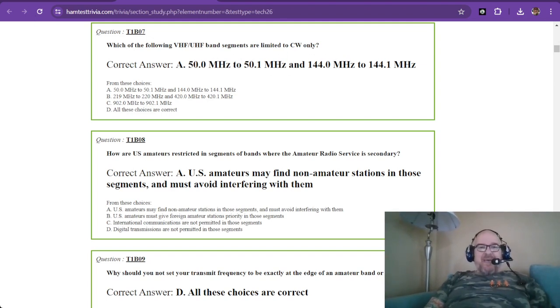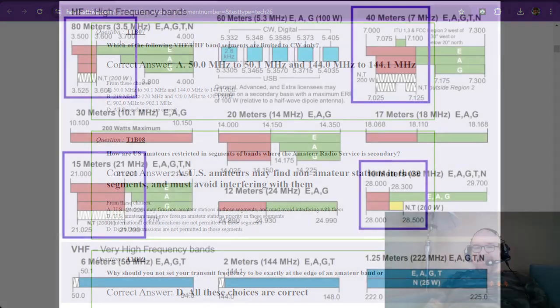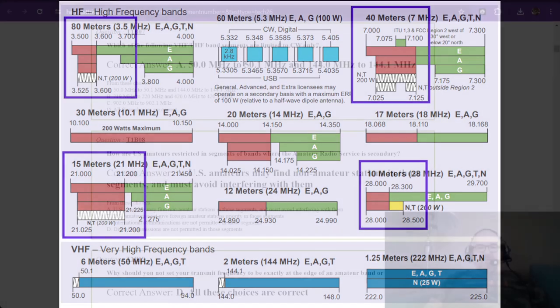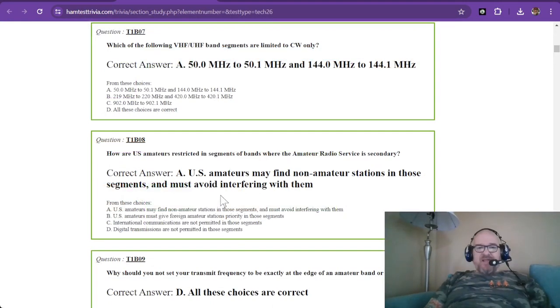And if you go back and look at that band plan again, you'll notice that at the very beginning, there's the white with the squiggles. The white with the squiggles means that that is CW only. So we'll go back to our exam and go over the rest of what's left.